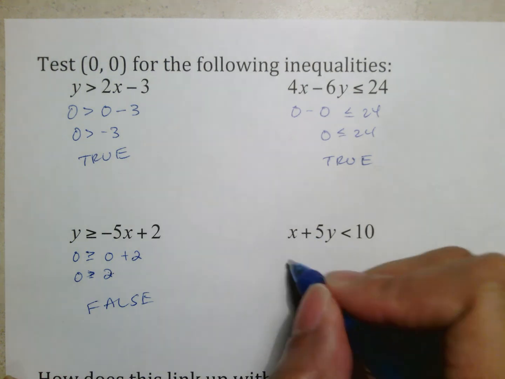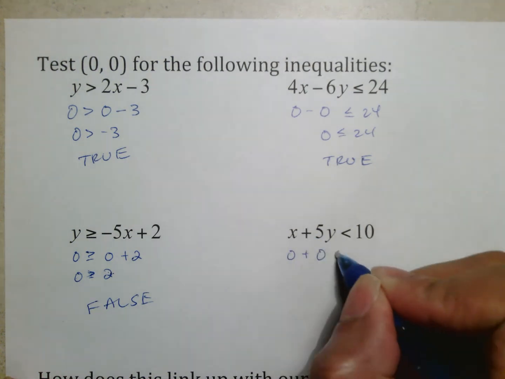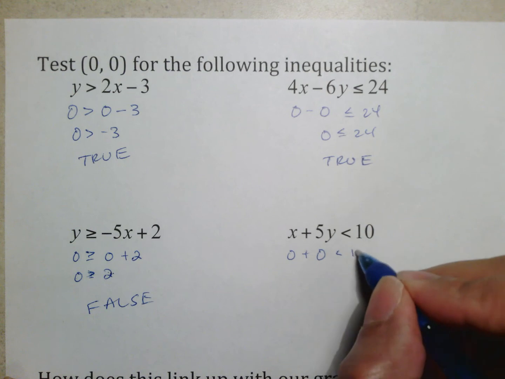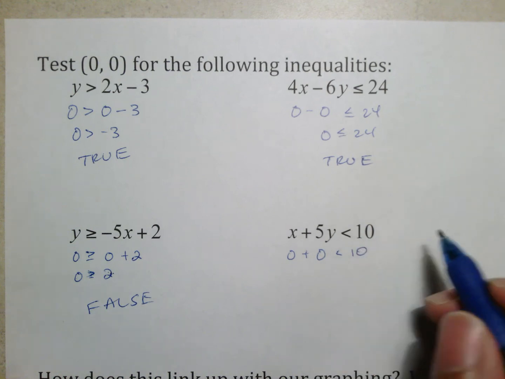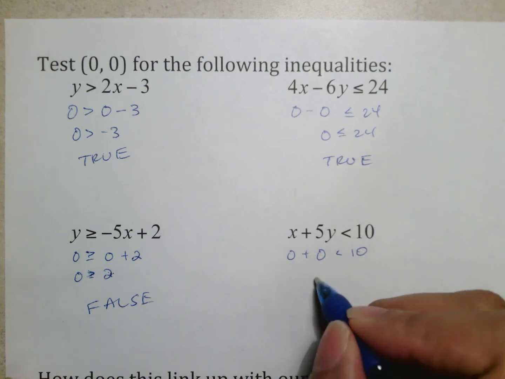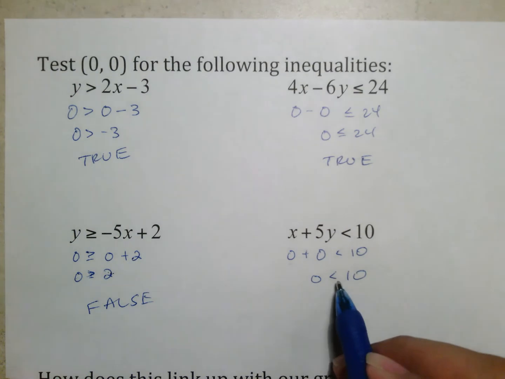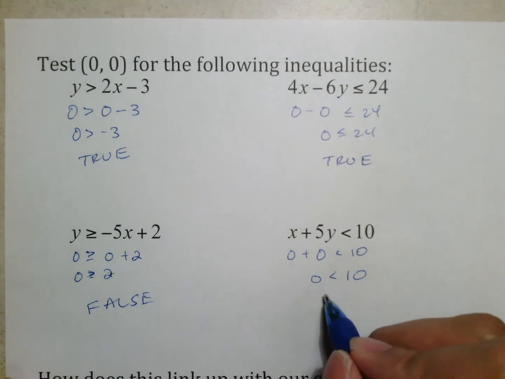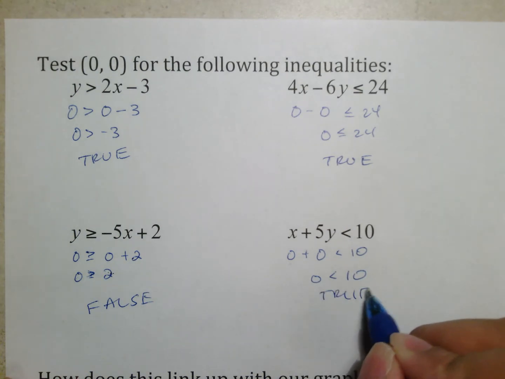On the last one, x turns into a 0. This turns into a 0 because we know it turns the whole thing into 0. We learned that probably about a few months ago. This now turns into 0 is less than 10. Is the alligator going to eat 10 over 0? Yes, it is. That is also a true statement.